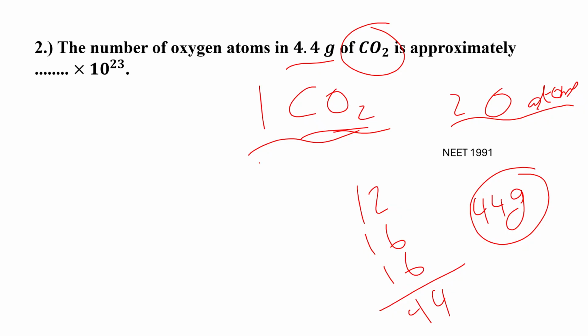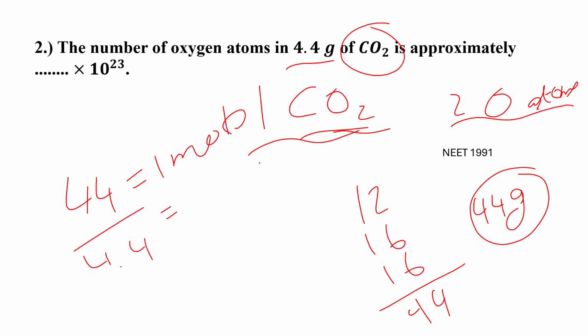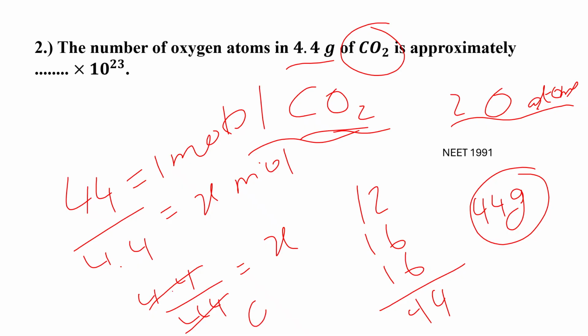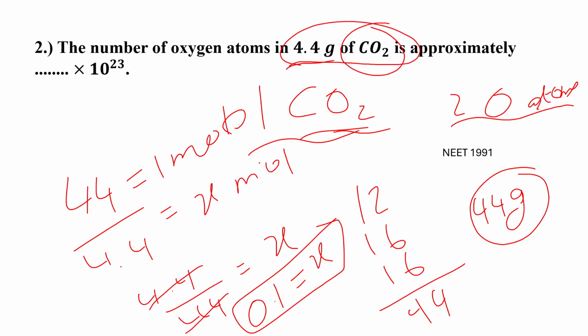4.4 gram, which means what? 44 gram is equal to 1 mole. Then 4.4 gram is equal to how many moles? I am taking it as x. Taking the ratio, 4.4 divided by 44 is equal to x by 1, so x is 0.1. So the number of moles in the question is 0.1.